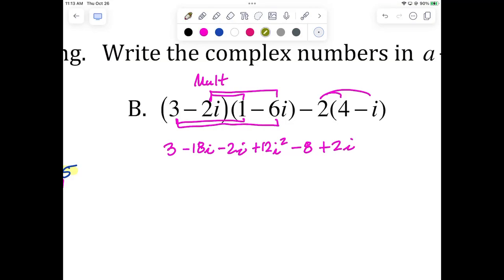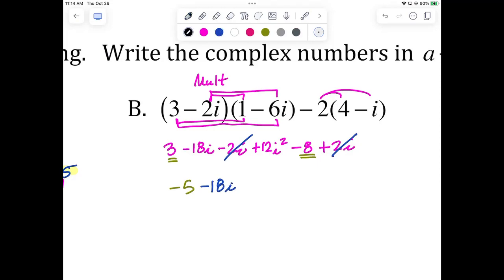Now I go through and I combine my numbers. I have a 3 and a -8. That's -5. I combine my i's. What happens to some of my i's? Well, these 2i and -2i, those cancel. And I'm left with -18i.